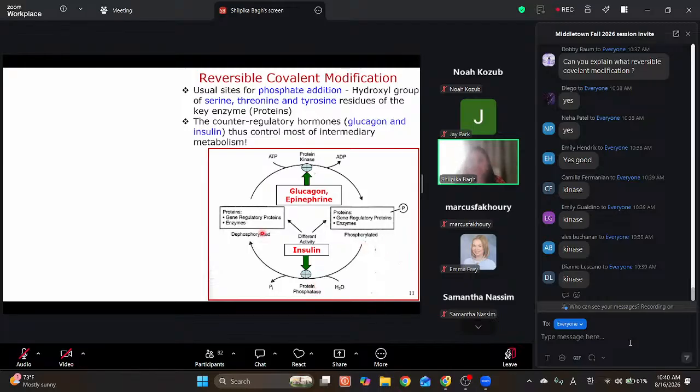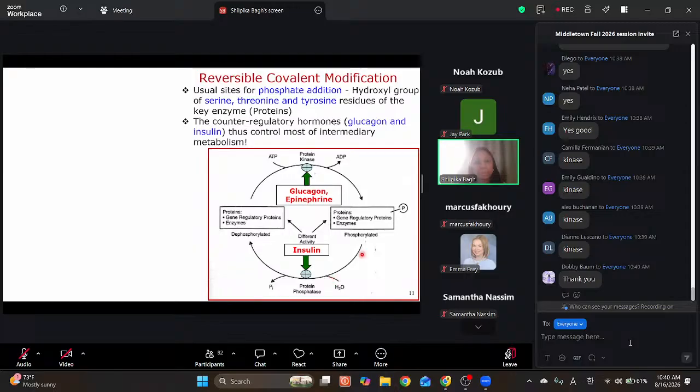After function is done, dephosphorylate the key enzyme. So that's all reversible covalent modification. Why is it called covalent? Because phosphate is attached covalently, but it's just adding phosphate to the key enzyme, removing phosphate from the key enzyme. That's reversible covalent modification.